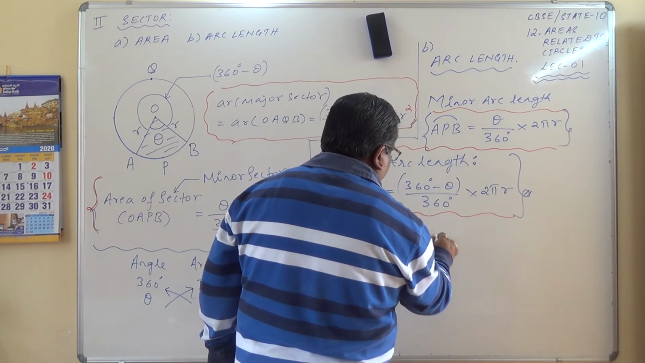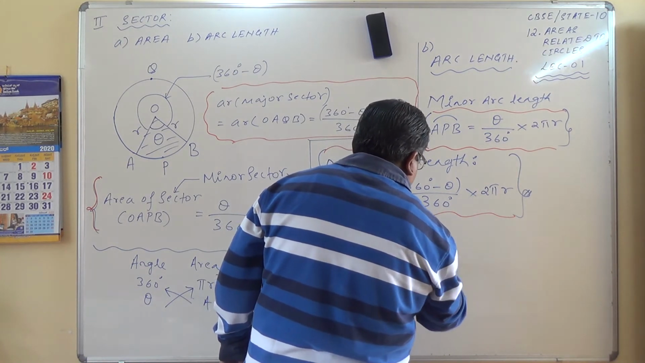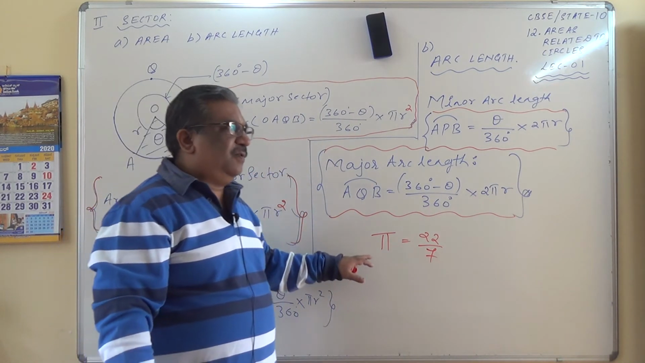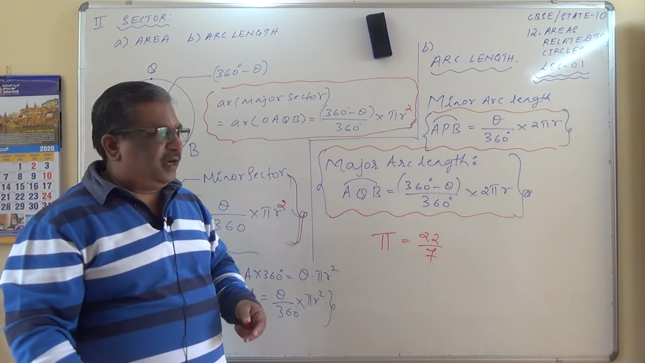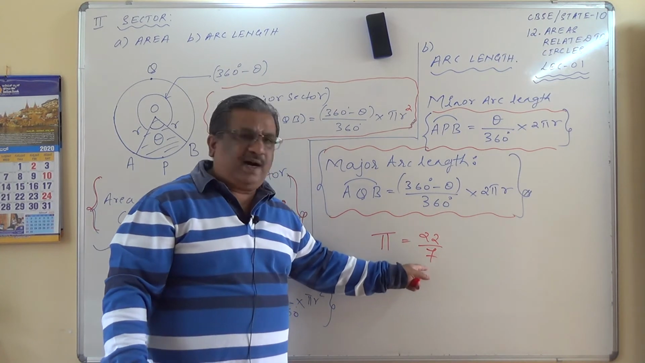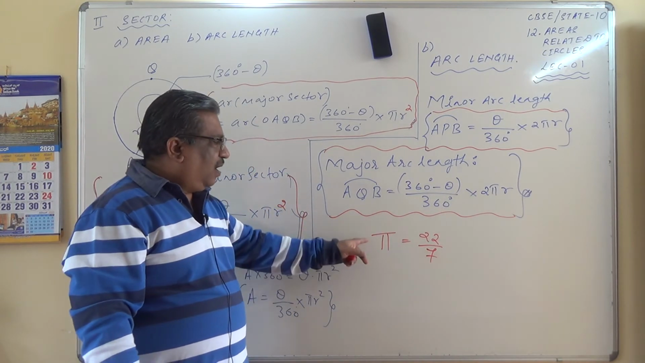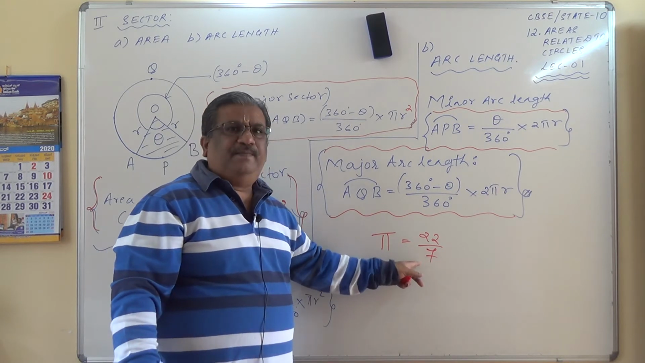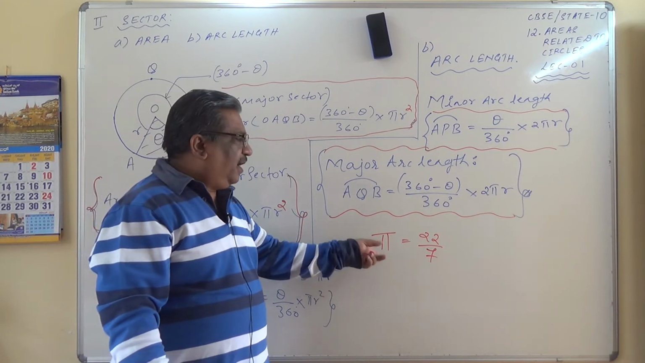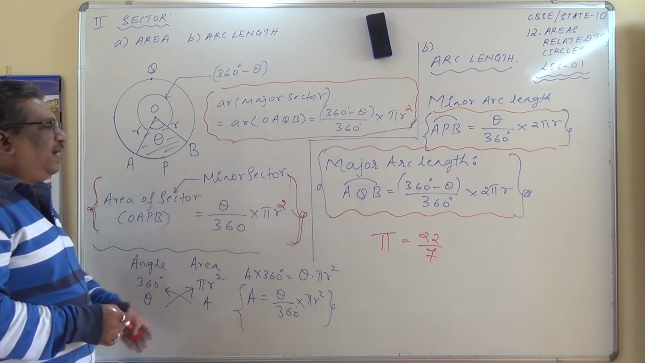Now while calculating the area, one important thing: the value of pi generally is taken to be 22 by 7. Remember, 22 by 7 is only the approximation. Pi is an irrational number because its decimal expansion is non-terminating and non-recurring, whereas 22 by 7 is a rational number because both 22 and 7 are integers, and integer divided by integer gives you a rational number. So how can we equate an irrational number to a rational number? Therefore you must remember that even though pi is an irrational number, the approximate value of pi is 22 by 7.